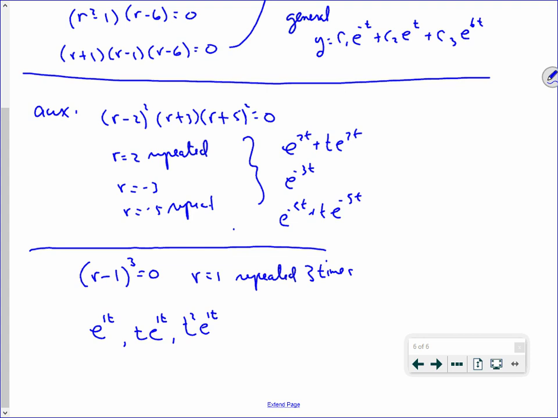But again, I'm getting kind of ahead of myself, but I'm hoping you see a pattern here on these things. And if you had (r minus 1) to the 4th, we'd have another term. It'd be t cubed e to the t.